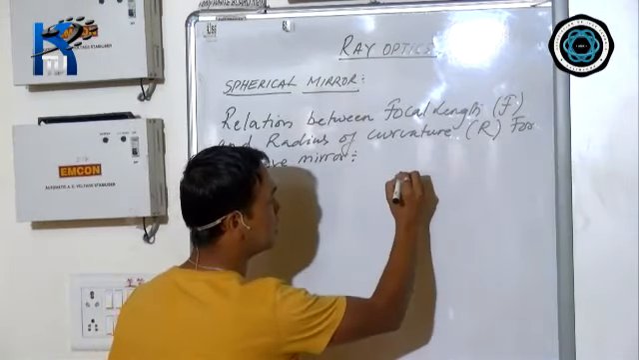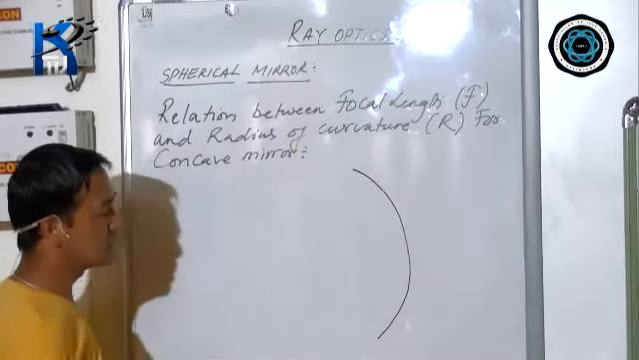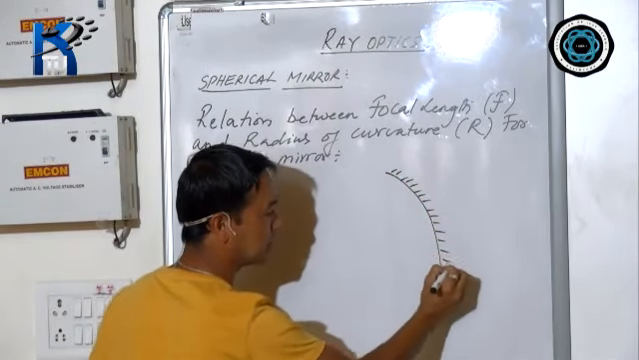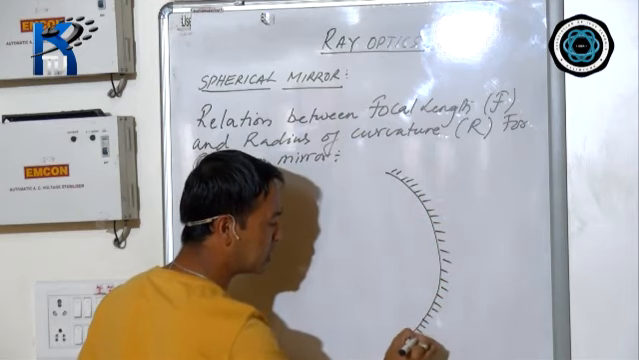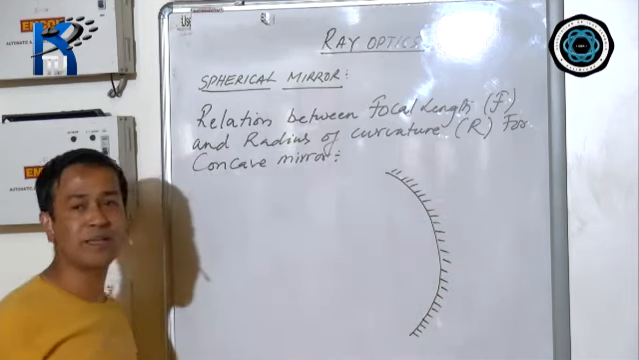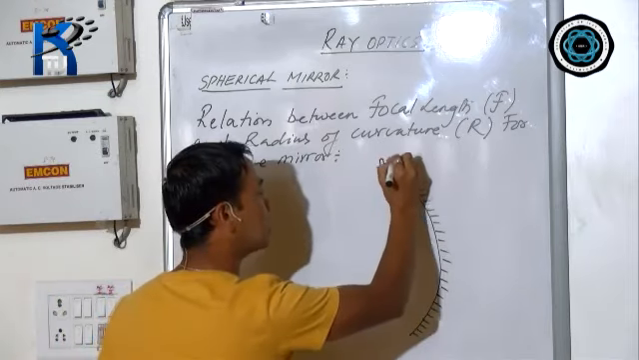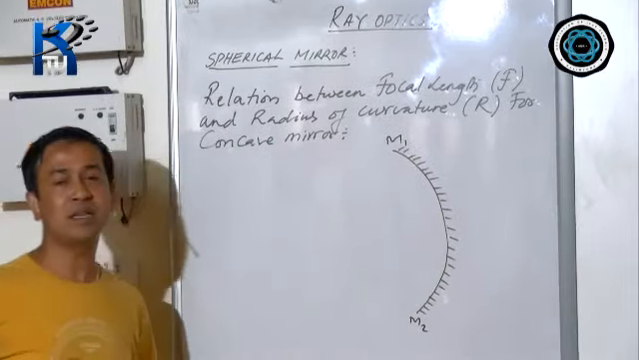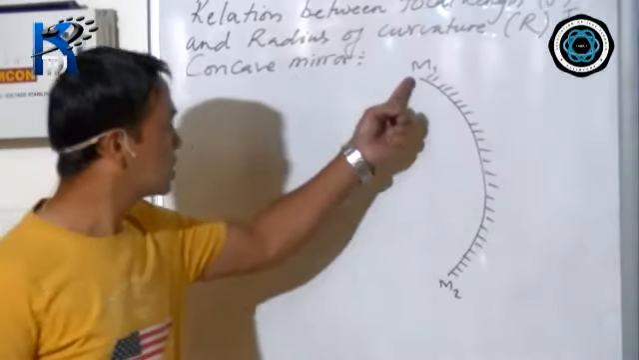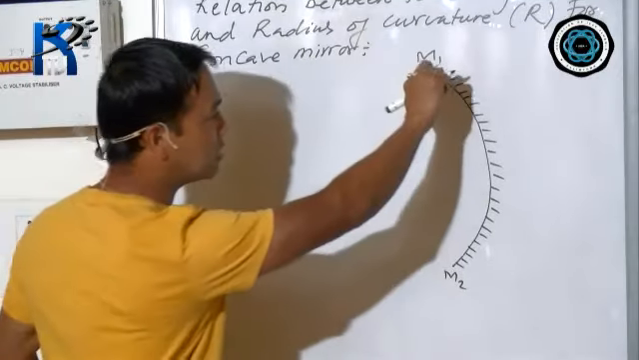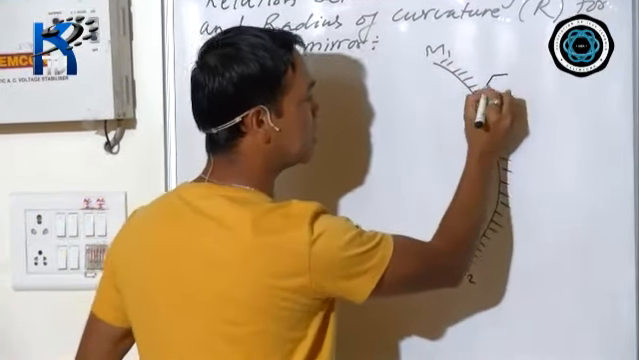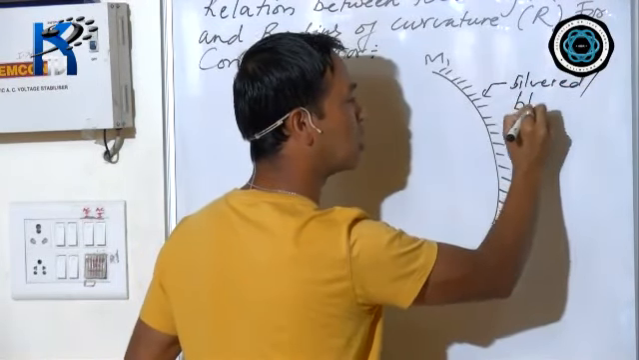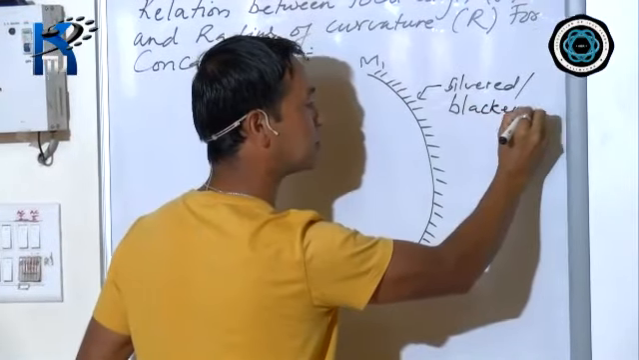As you know the shape of a concave mirror, this is the shape of a concave mirror with silvering on the outer surface, keeping the inner surface as a reflecting surface. I mark this by letters M1 and M2. So this M1 and M2 is a concave spherical mirror. This is a reflecting surface, you can see, and this part is a silvering surface. So let me write this as a silvered surface, or we also call this a blackened surface.